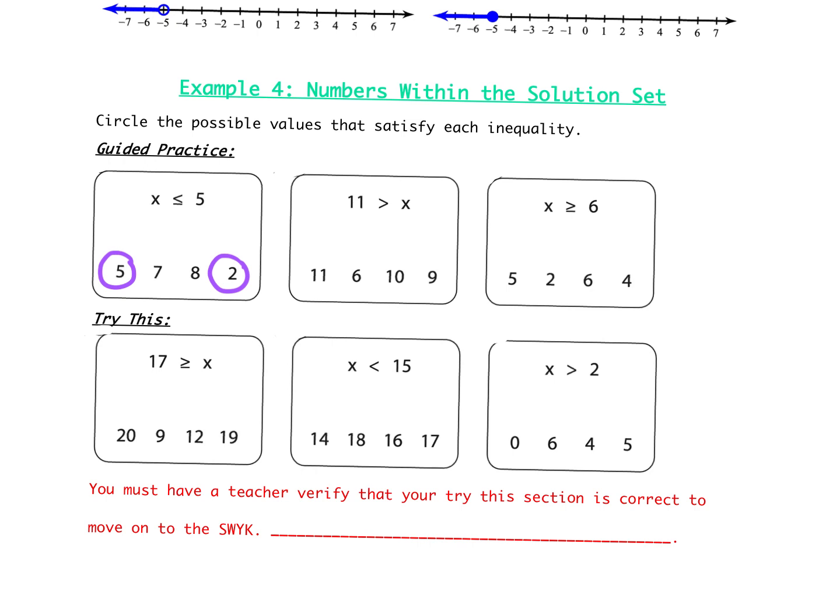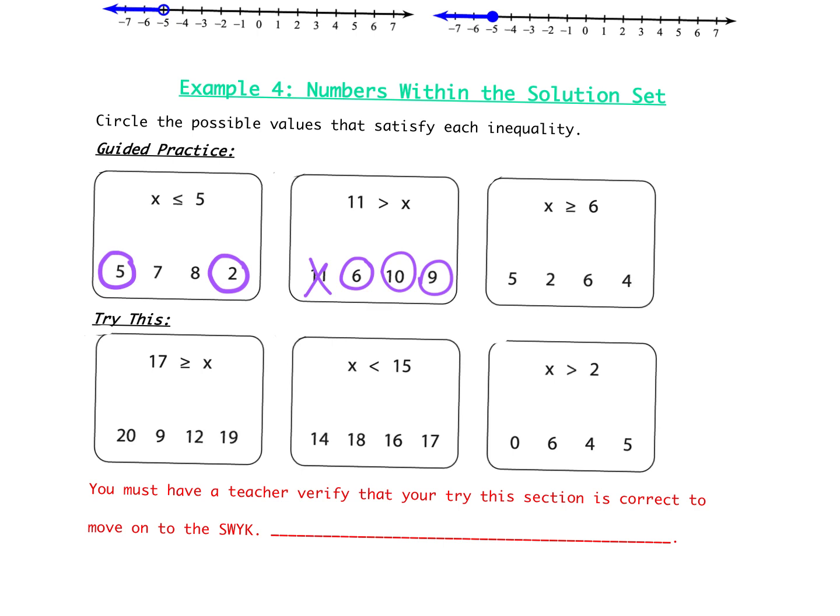Versus we have 11 is greater than x, so all our numbers should not be any bigger than 11. And it shouldn't include 11 because it doesn't say equal to, it says 11 is greater than x. Well, if I plug these numbers in, 11 is not greater than 11, so that one doesn't work. 6 is not greater than 11, so that does work. We want numbers that are not greater than 11. So 11 is greater than 6, yes. 11 is greater than 10, yes. 11 is greater than 9, yes. So all 3 numbers except for 11 work.